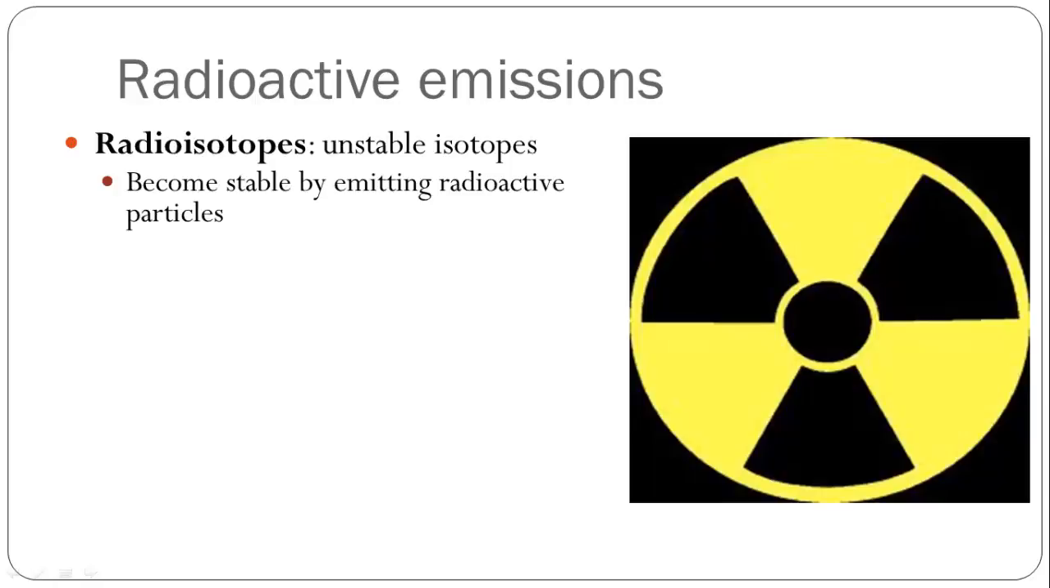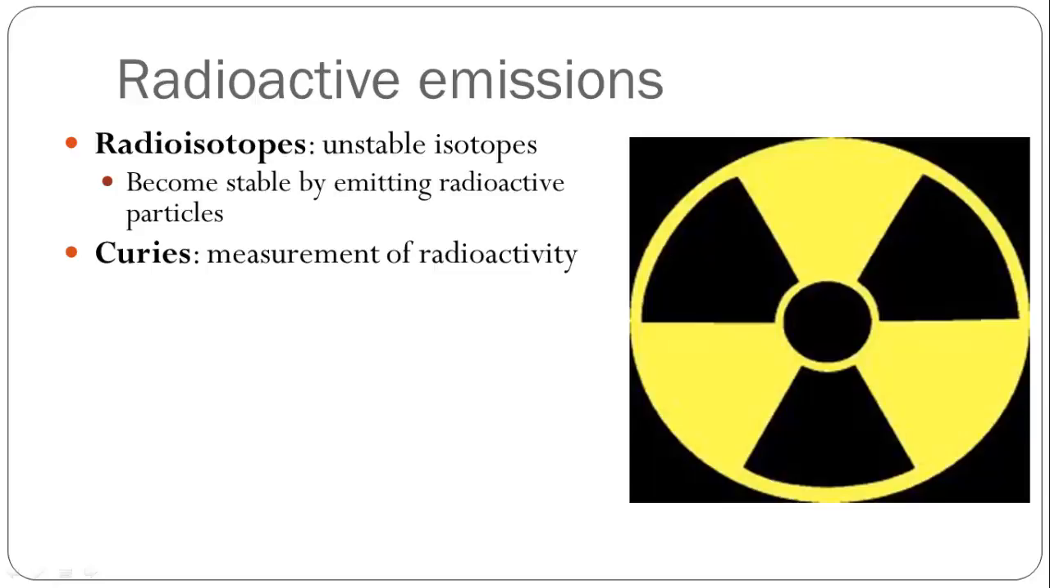So in nuclear power, you have different byproducts, including radioisotopes. These are unstable elements which become stable by emitting radioactive particles. Those radioactive particles are what can cause cancer and other health problems.